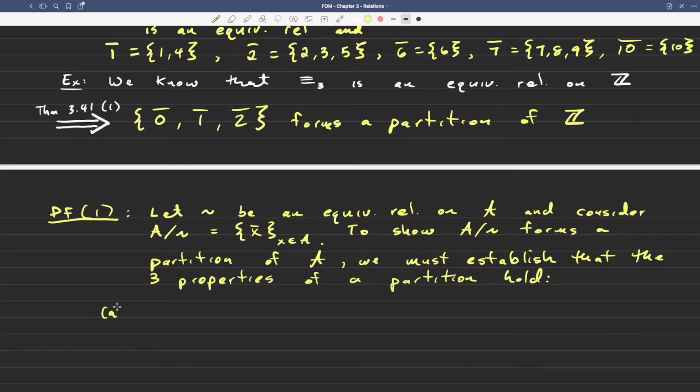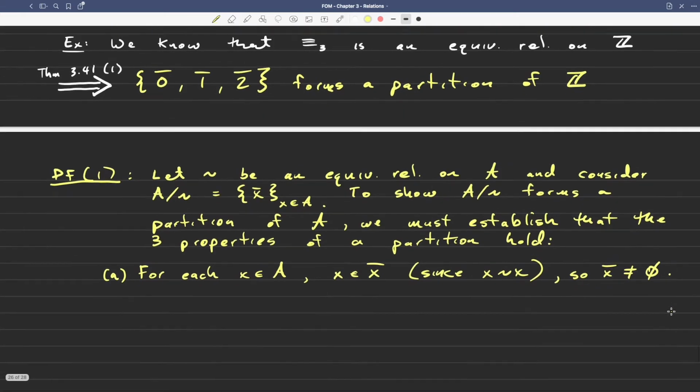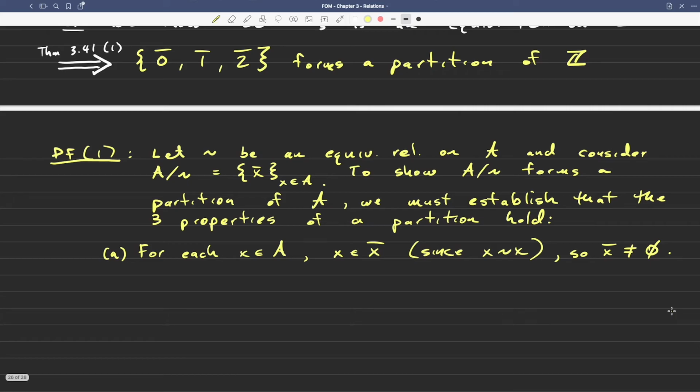First thing we've got to establish is that the individual sets in this partition are not the empty set. Notice that A itself is the index set for our partition. So for each x in A, notice that x is an element of x bar, since x is certainly equivalent to itself by reflexivity. So x bar is not the empty set. So each of the sets in our partition is non-empty. That's the first thing we needed to establish, and we're done with that.